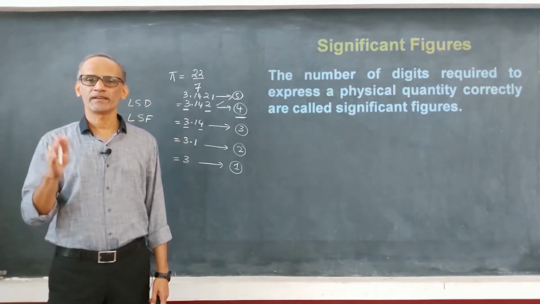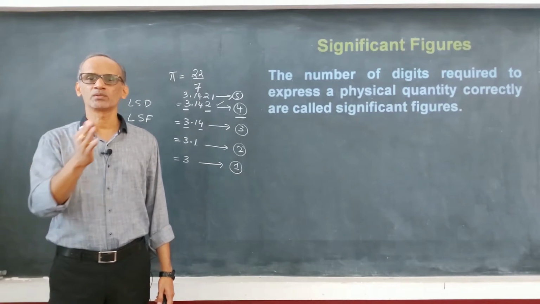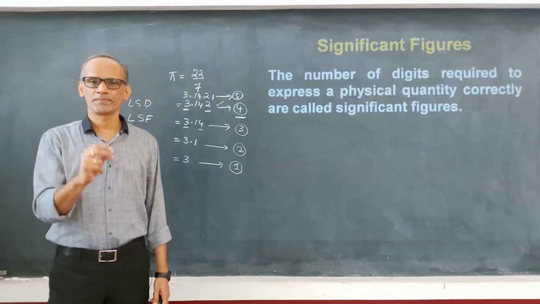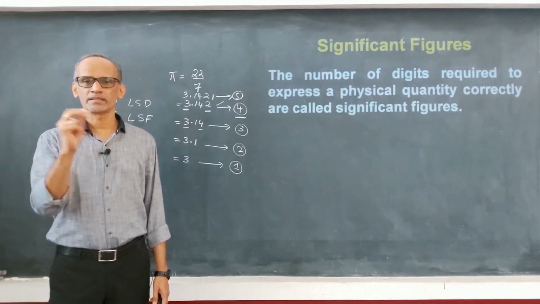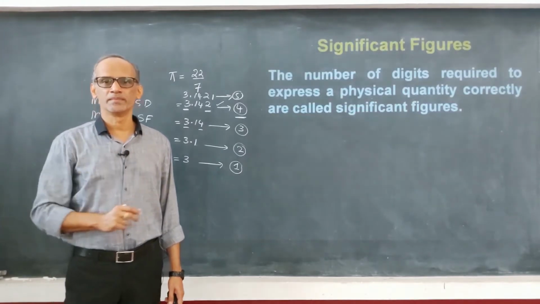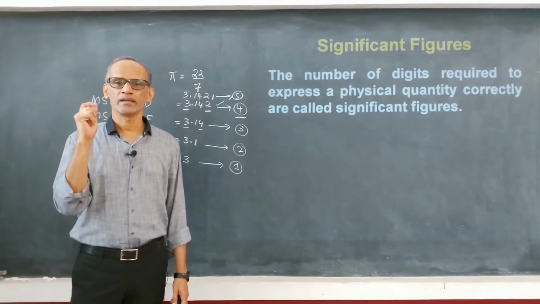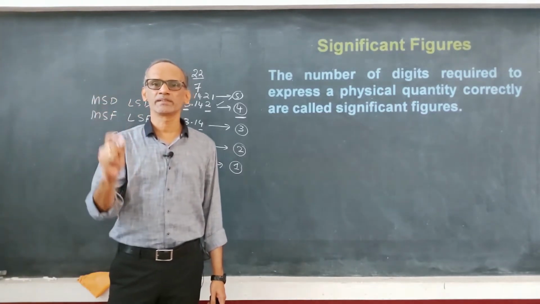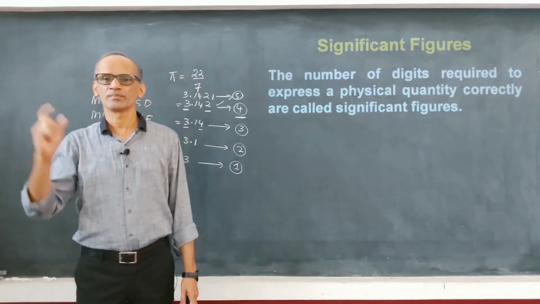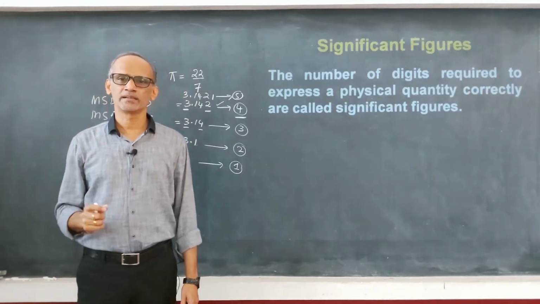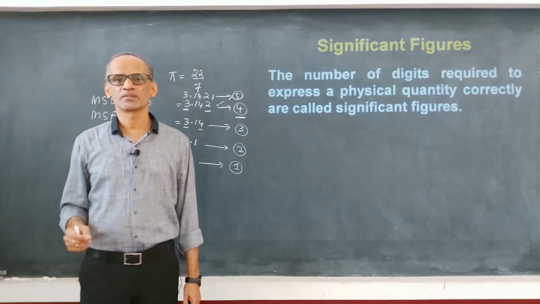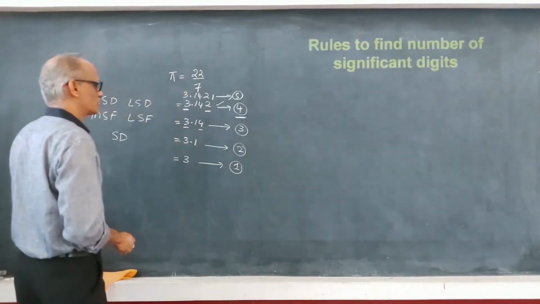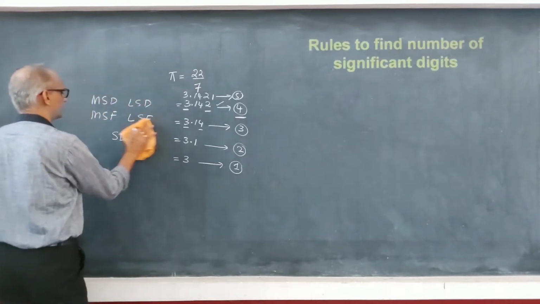Now, how to identify most significant digit and how to identify least significant digit? There are certain rules that depend on whether the number is a decimal or a non-decimal number. That's what I'm going to explain, and the question will be asked in the exam, like identify the number of significant digits in a given measurement. So first let's learn the rules, and then we'll come back to the example for it. Clear? Okay.